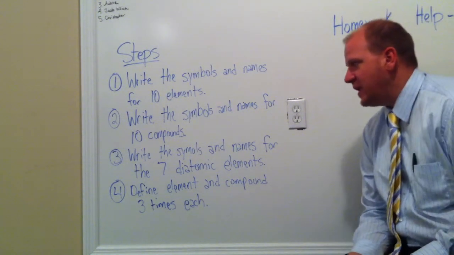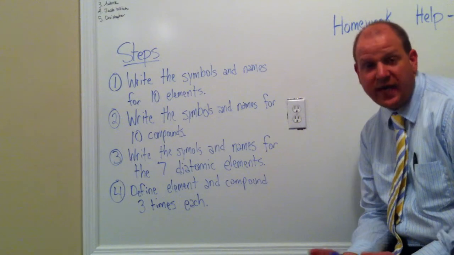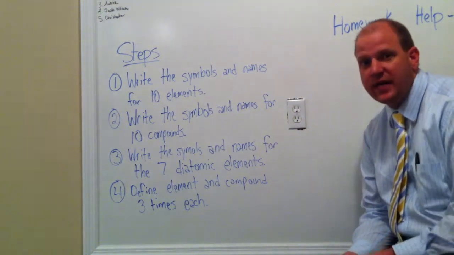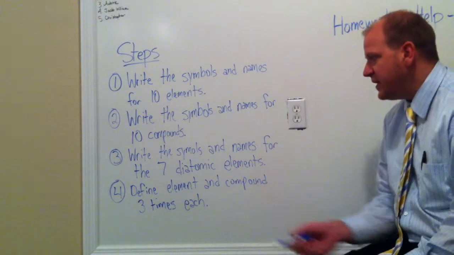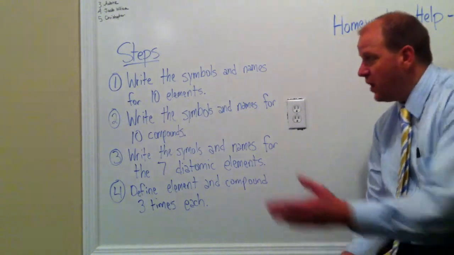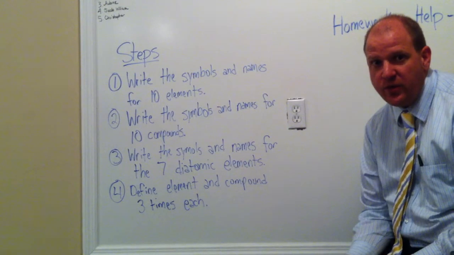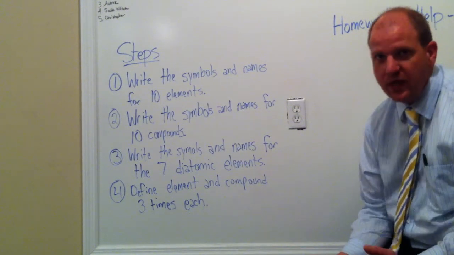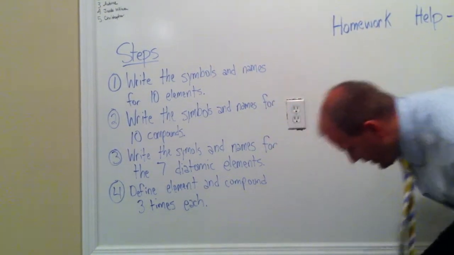Third, write the symbols and names for the 7 diatomic elements. We have 7, it's in your notes, copy those down and their names. And then finally, define element and compound 3 times each. So altogether, this homework assignment should take you 30 minutes at most. Alright, well let's scroll over a little bit to the clear side of this board.